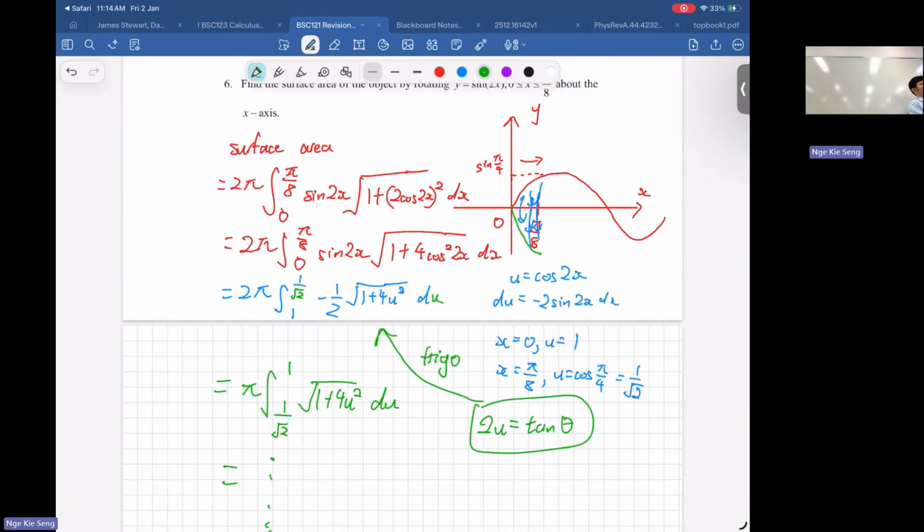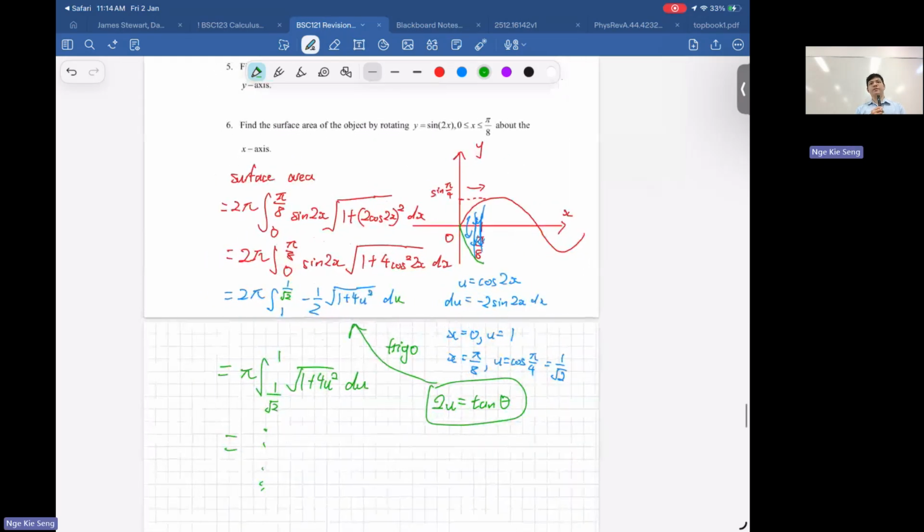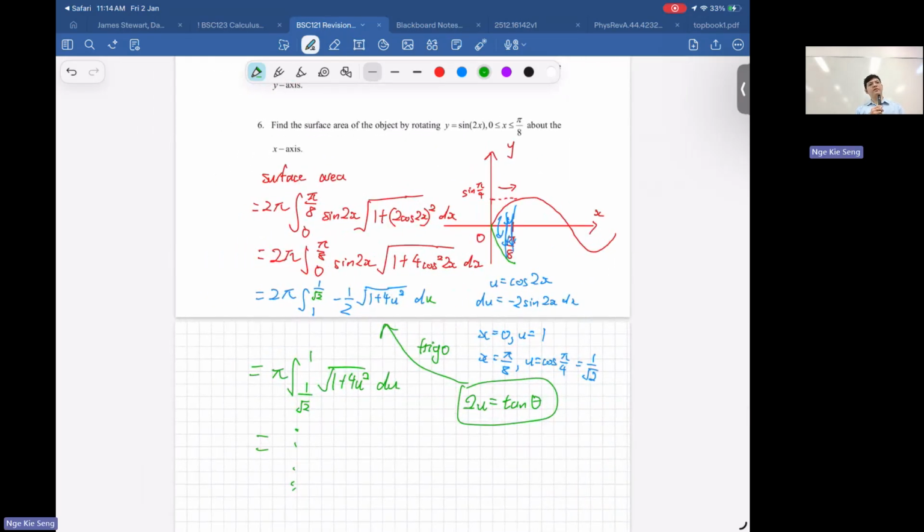So I think the key thing about surface area is the radius and then the length of your curve, or the height of your curve. So far, so good. Question? Any question for this part here? Okay, so we cover both the length component and the radius component for your surface area.